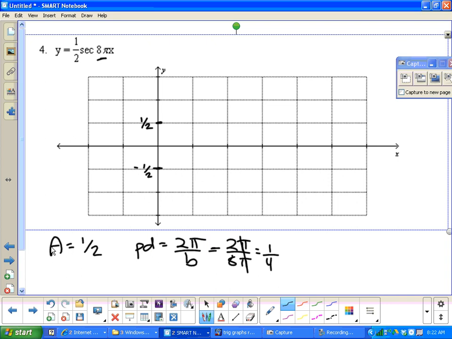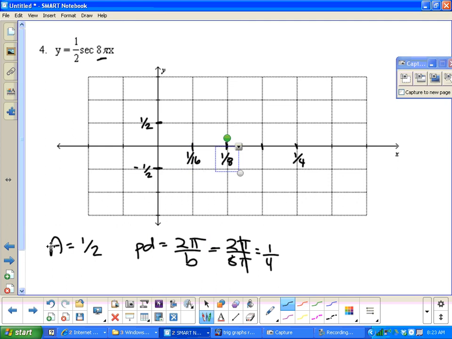So 1/2 and negative 1/2. And then we have a period of 1/4, so we're going to go 1, 2, 3, 4. Now half of 1/4 will be 1/8, and half of 1/8 will be 1/16, so I'm counting by 16ths: 1/16, 2/16, this one would be 3/16. Okay, so let's sketch it in.